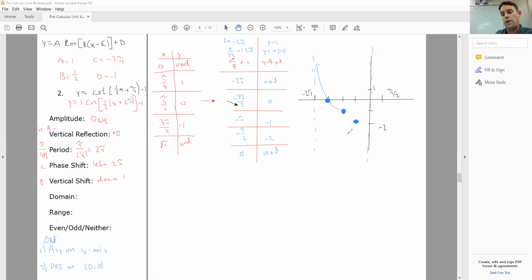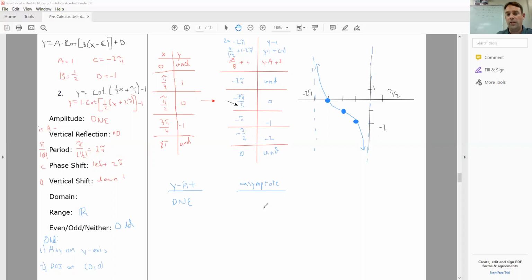So it opens up and it opens down. Later on, we'll call that concavity. So concavity is how it opens. The domain, all real numbers. We have an asymptote on the y-axis, so this is going to be odd. The y-intercept, well, friends, if I have an asymptote on the y-axis, that means there is no y-intercept.